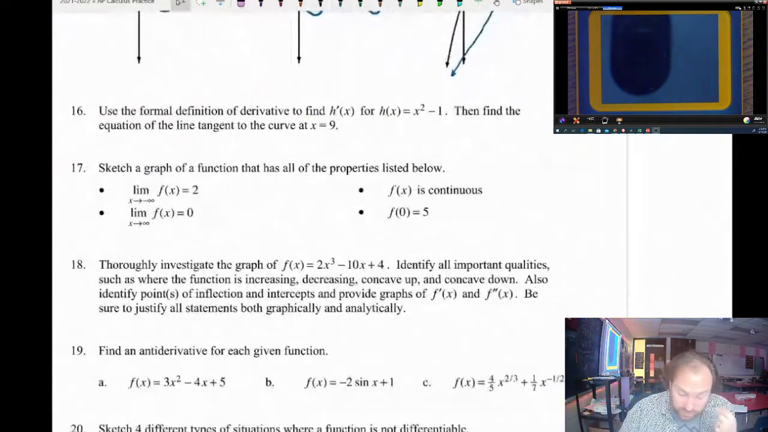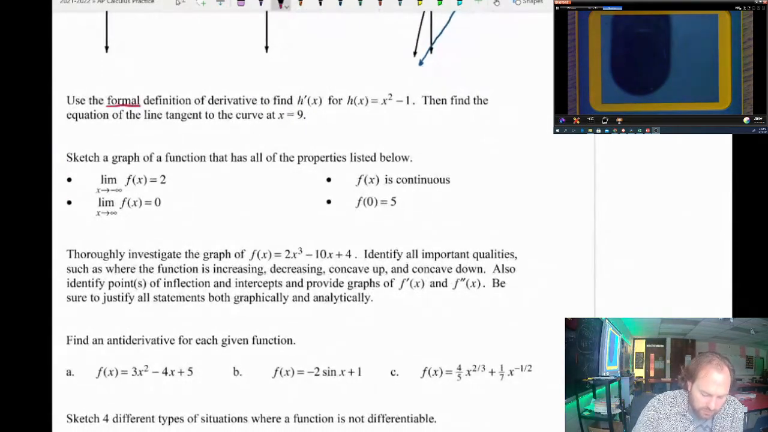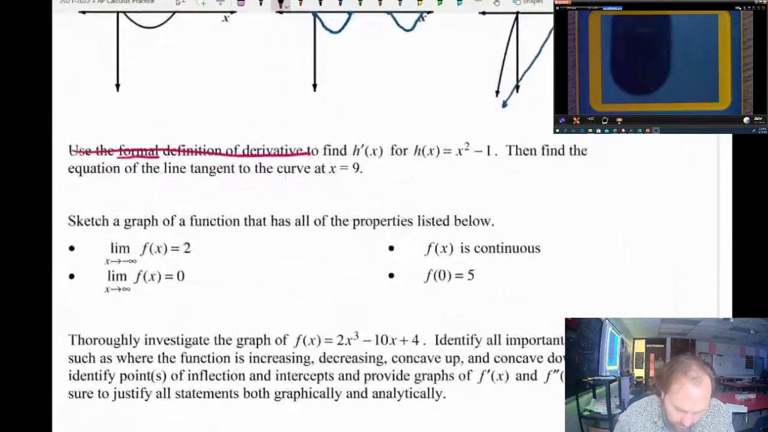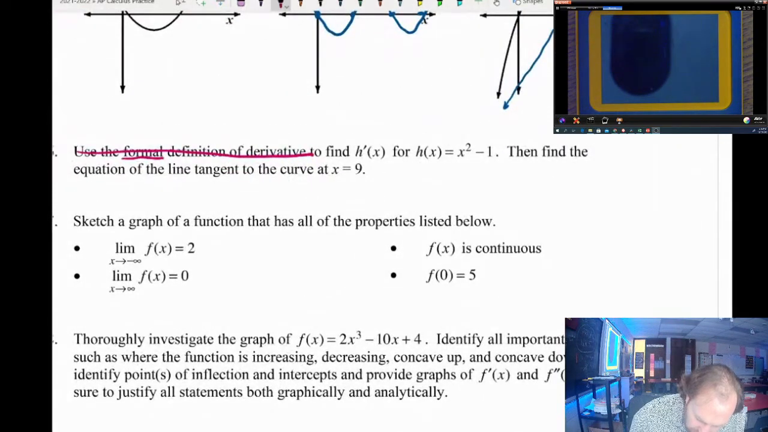16, use the formal definition of derivative to find h prime of x for x squared minus 1. Then find the equation of the line tangent to the curve at x equals 9. I'm not interested right now in doing more problems about the formal definition, so don't worry about that. But I do want to find h prime, and I do want to do the rest of this problem. So let's do that. First thing we're going to need to know is what h prime of x is, which we can find right now is just 2x.